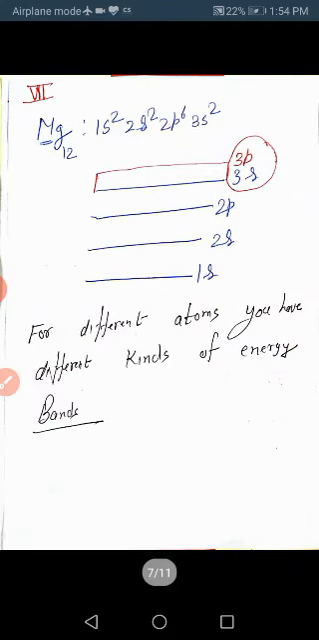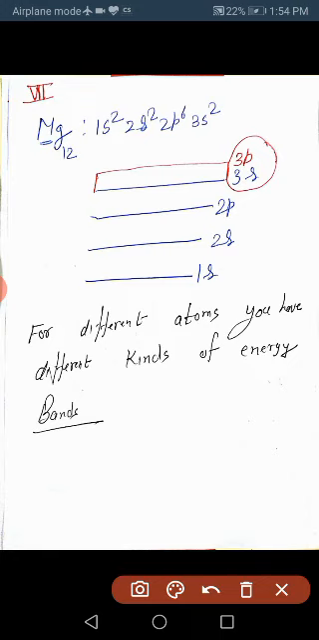We have taken the example of sodium, and if we take the example of magnesium, which is also a good conductor of electricity, the configuration is 1s2, 2s2, 2p6, 3s2. Here you can see this is also filled: in 1s there are 2 electrons, in 2s 2 electrons, in 2p 6 electrons, and in 3s again 2 electrons. So this should be an insulator.